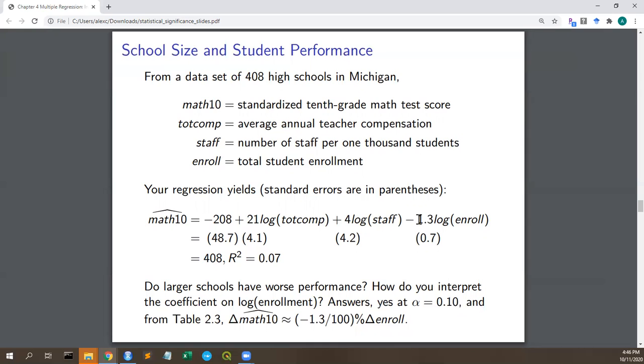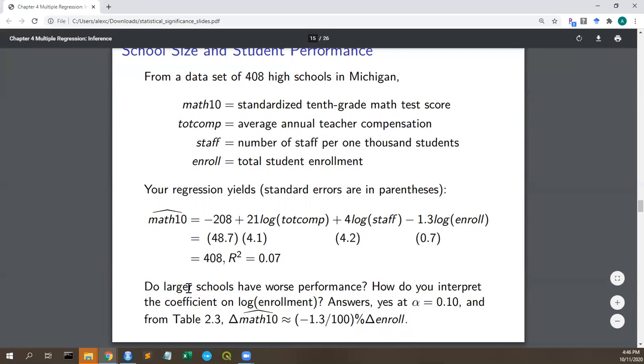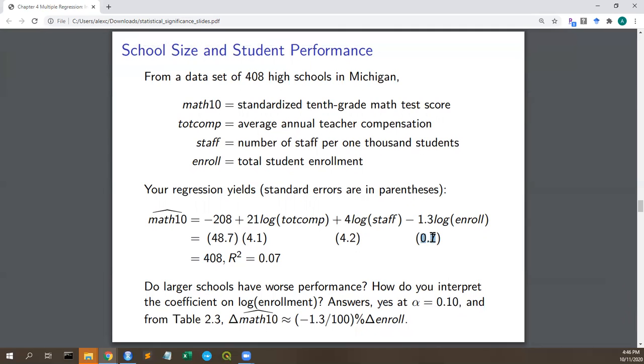So then for this one, the question is, do larger schools have worse performance? You would look at 1.3 times the log, and this would be the standard error. So 1.3 divided by 0.7, that's going to give you a t-stat of just shy of 2. And R is going to be able to perform that t-test for you and give you some sort of p-value, which you can then compare to your alpha.